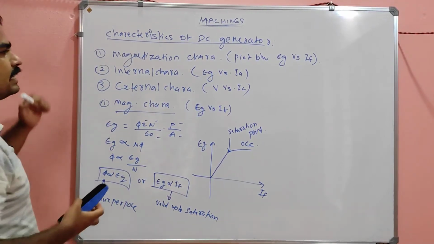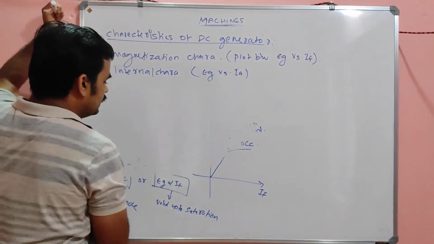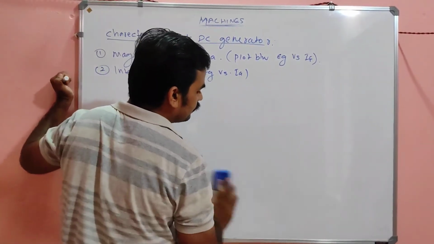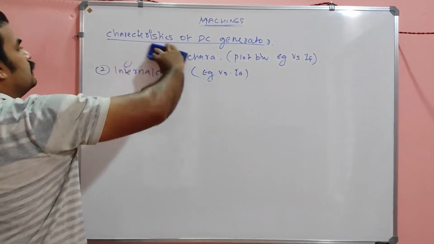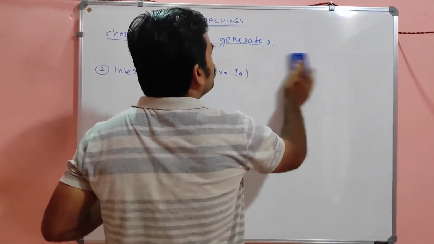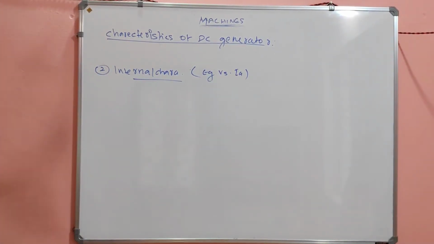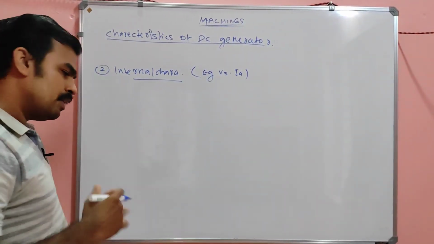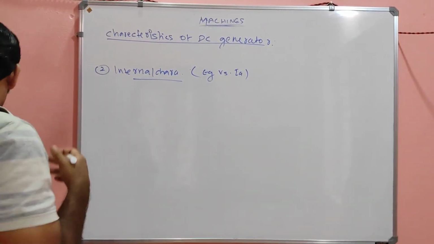Next you have to see the internal characteristic, my dears. Magnetization current I already finished. So what is meant by internal characteristic? It is the graph between Eg and Ia. We have to relate this Eg and Ia now.